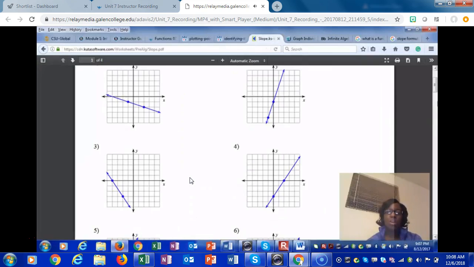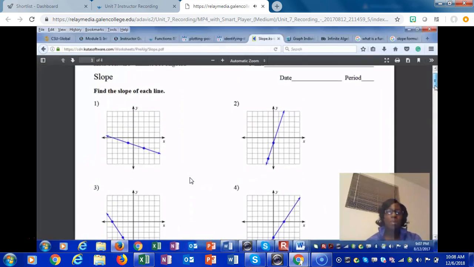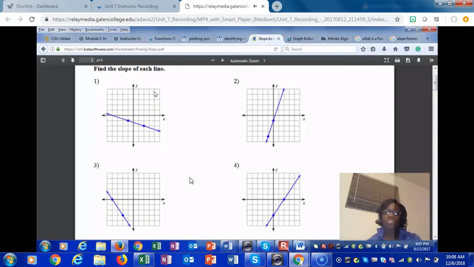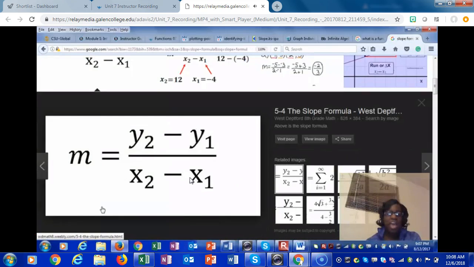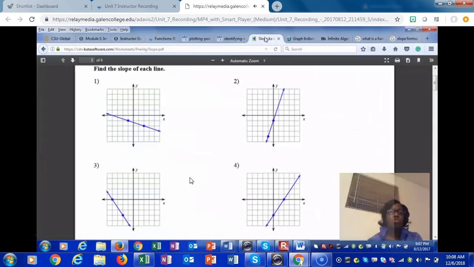Then we went on and we did slope. We looked at slope in terms of these particular problems, and we said, oh, we have a line. Now we have to determine what points there are. And with those 2 points, we can find a slope based on the formula m equals y2 minus y1 divided by x2 minus x1. That is the slope formula. So we use that in order to determine the slope.